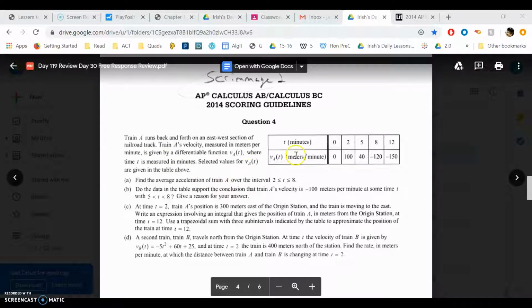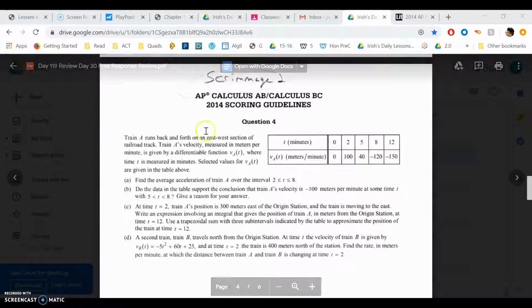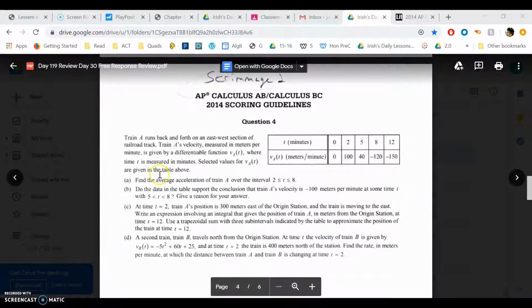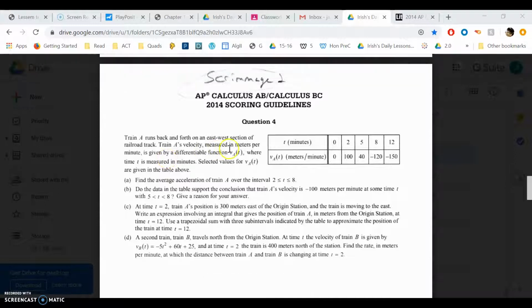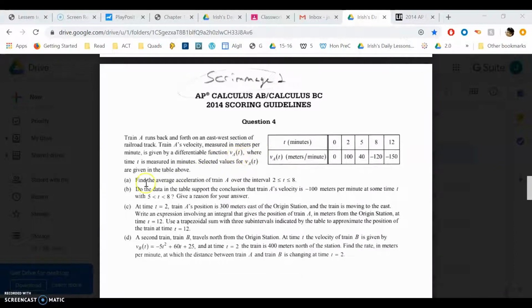So we have train A goes back and forth east to west, so it goes left to right. That would mean positive would be going east, and negative would be going west, left. Train A's velocity is measured in meters per minute. Okay, we got that, VA of t. So A, find the average acceleration of train A over the interval 2 is less than or equal to t is less than or equal to 8.